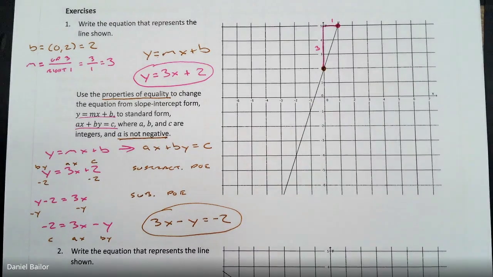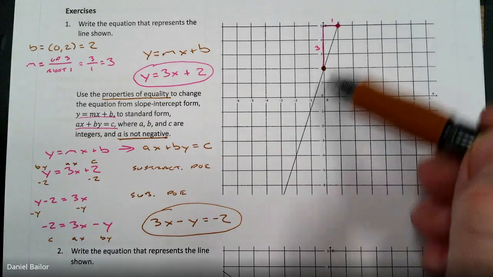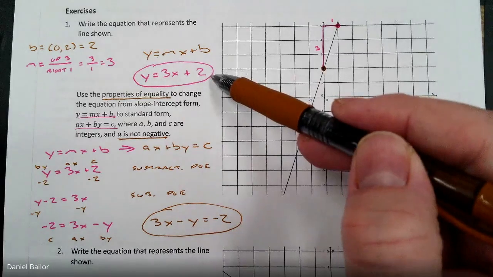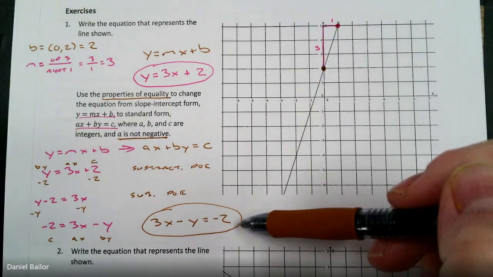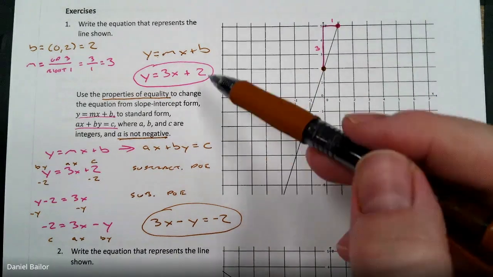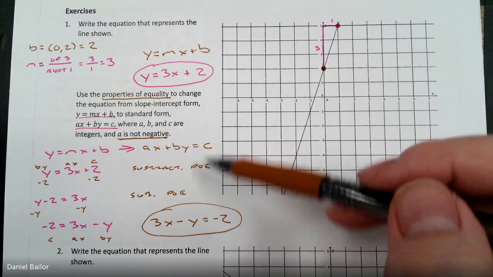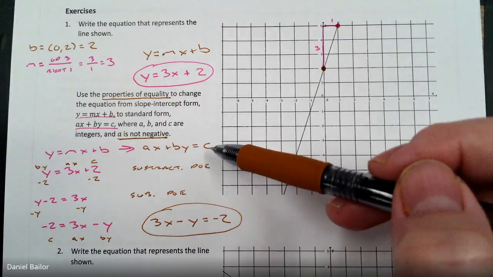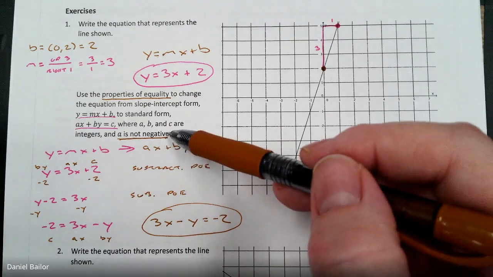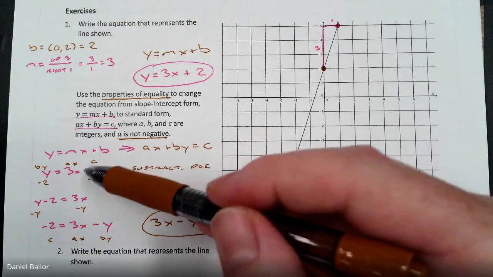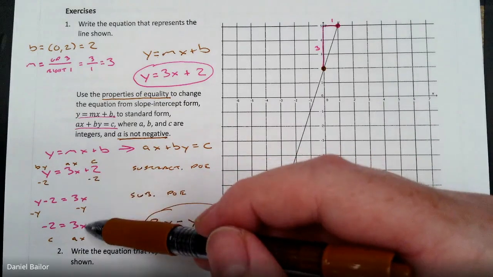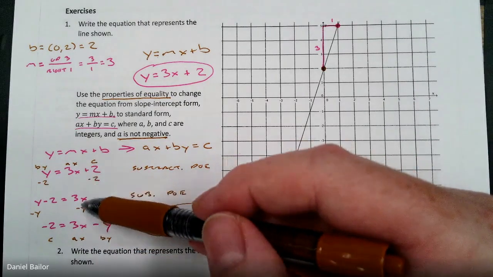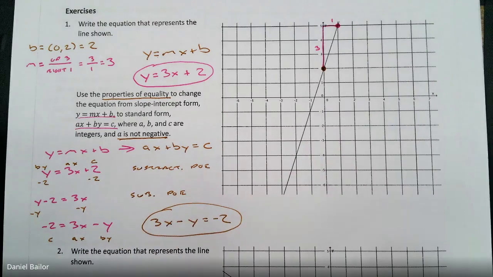It's like when you change your clothes. You're still the same person, you're just wearing a different outfit. So the line is wearing its slope-intercept clothes. This, it's wearing its standard clothes. You just had to use your properties to move it. And so when you use your properties, remember it needs to look like this, and A is not negative. That's why the 3x never moved. We did not subtract it because it was already positive.